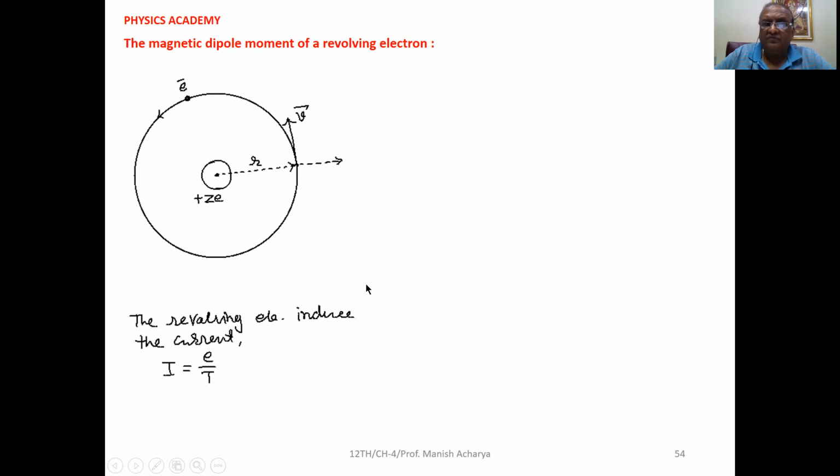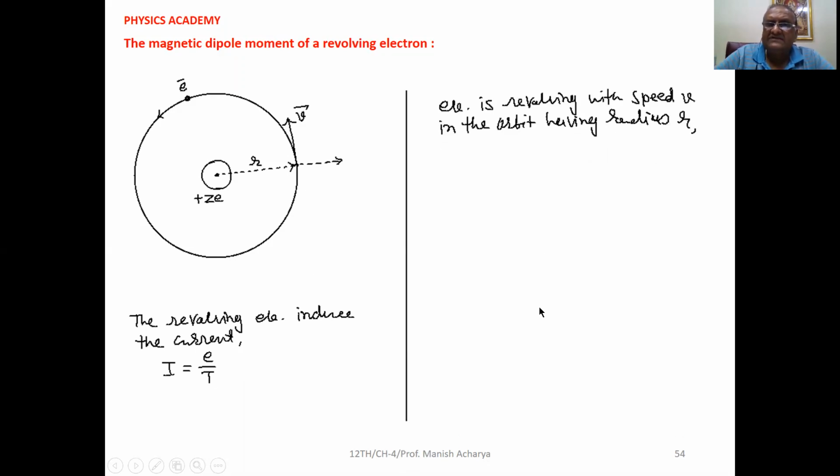Now, first of all, we have to calculate the current constituted by this revolution of electron. So, for the revolving electron, if we consider any point, then we can say the amount of charge passing through that particular point when one revolution of electron is completed is equal to e. Now, current I is Q by T. So as per that, we can write the amount of charge flowing, that is e, and time taken to complete one revolution, that is capital T.